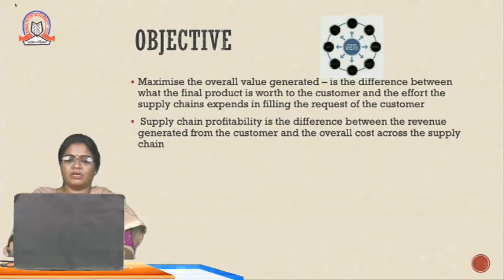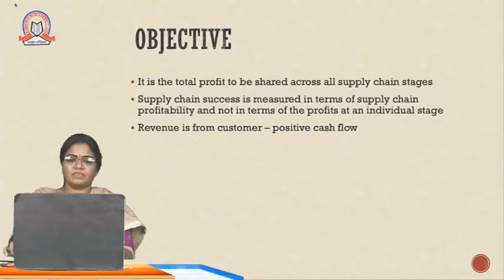Maximize the overall value generated, which is the difference between what the final product is worth to the customer and the effort the supply chain expends in filling the request of the customer. Supply chain profitability is the difference between the revenue generated from the customer and the overall cost across the supply chain. It is total profit to be shared across all supply chain stages.